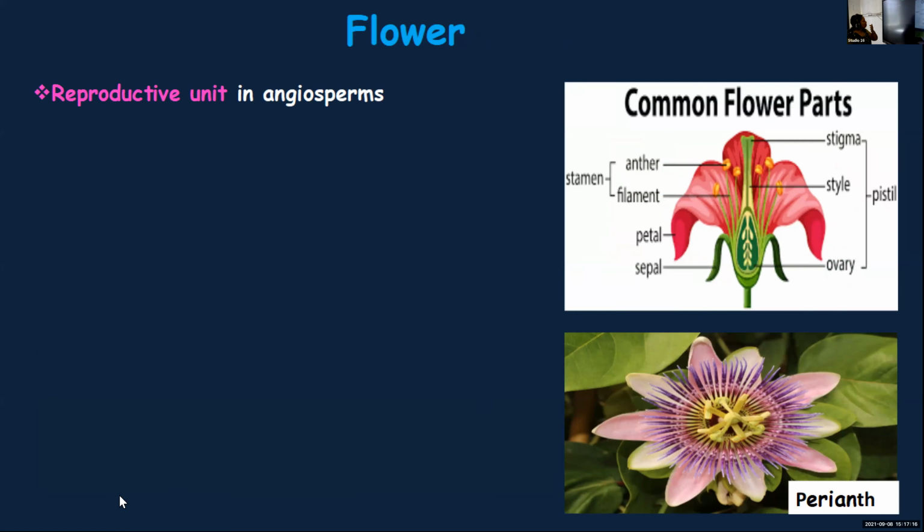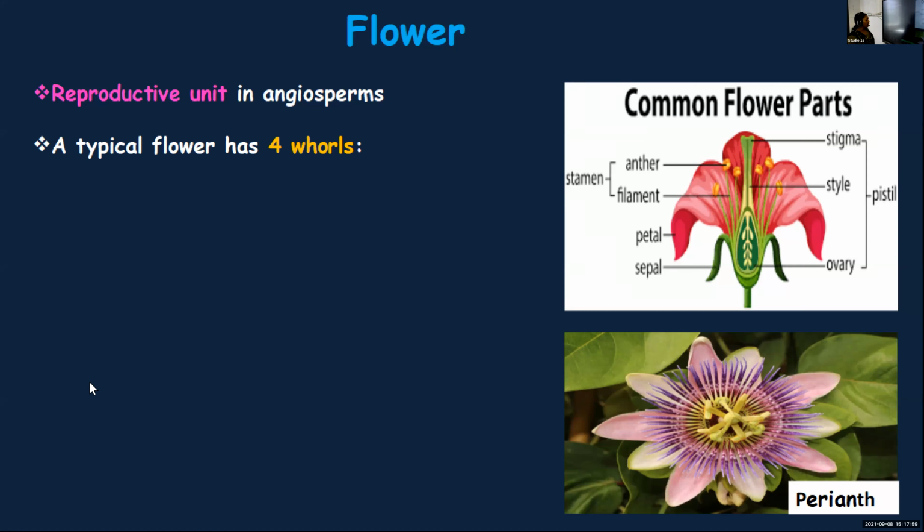Now, reproductive unit in angiosperms. You know that the flower is the reproductive part of the plant. Angiosperms include flowering plants. All plants do not produce flowers. So, in flowering plants, the flower is the reproductive unit. A plant has a vegetative part and a reproductive part. The vegetative parts include root, stem, leaves, all those come under vegetative parts. But the reproductive part is the flower. We call it a reproductive part because the male and female reproductive organs which produce gametes are present in the flower. This you have been learning from class 7 onwards.